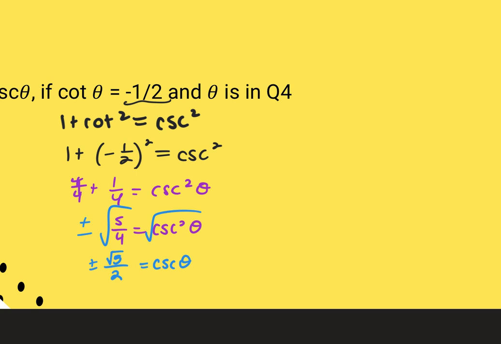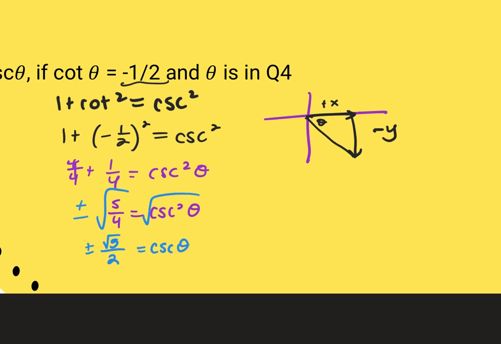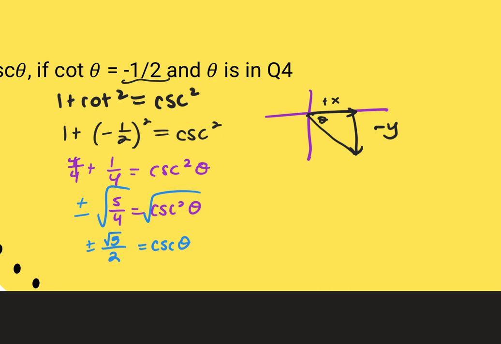With me so far? Yeah? Well, we're going to look at it now. So quadrant 4 means I go forward, so it's a positive x, and down, so it's a negative y. My cosecant is the reciprocal of what? We are, but we need to know what sign to use. So because my x is positive, my y is negative, right?